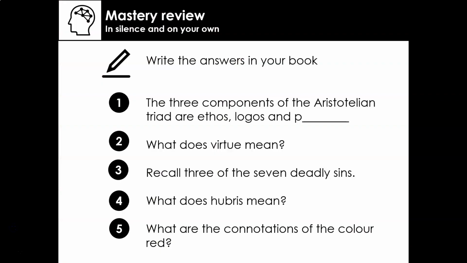So the first thing we're going to do is our mastery review, thinking about knowledge that we've already learned. You need to write the numbers 1 to 5 in the margin, and next to each number write the answer to the question. You can write short answers for this, so it doesn't have to be full sentences. You have 5 minutes to complete this task, so pause the video and allow 5 minutes to complete those questions.